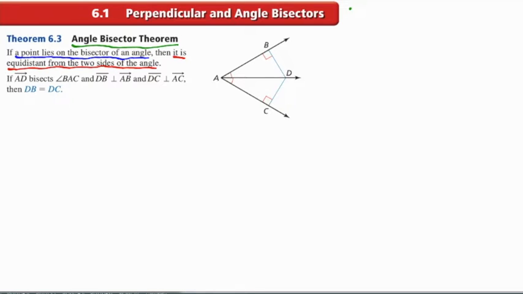So, reading the hypothesis again, a point lies on the bisector of the angle. Well, we see we have an angle bisector because these two angles are marked as congruent. With those angles congruent, we can say that ray AD bisects angle BAC. And I go back and I read the hypothesis again, and I see the focus is on a point, and we say, yes, we have a point D that lies on the angle bisector.